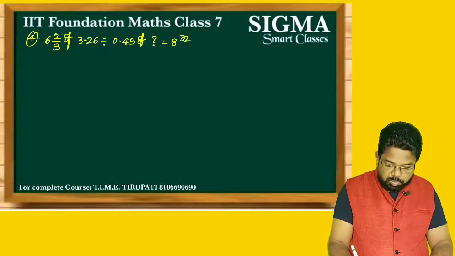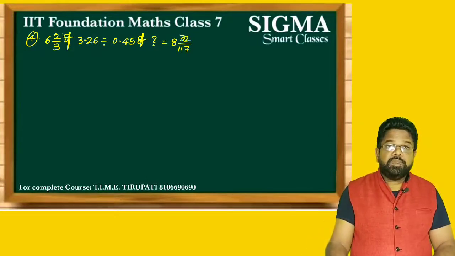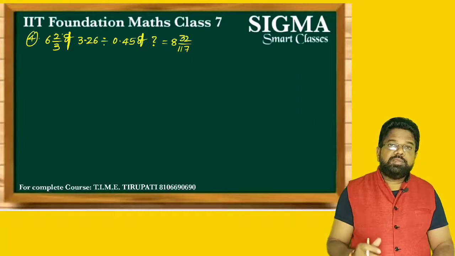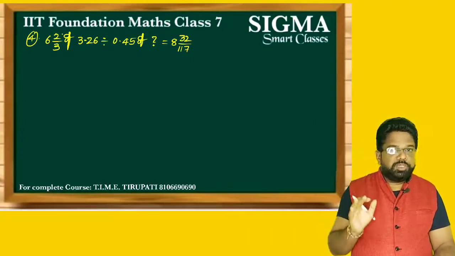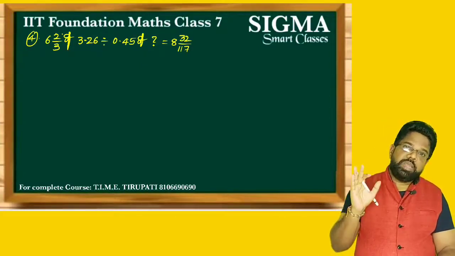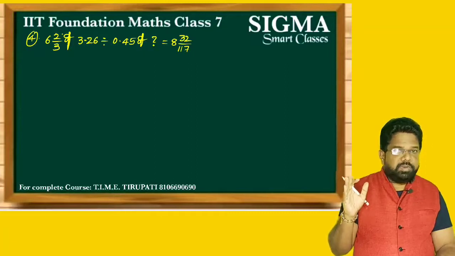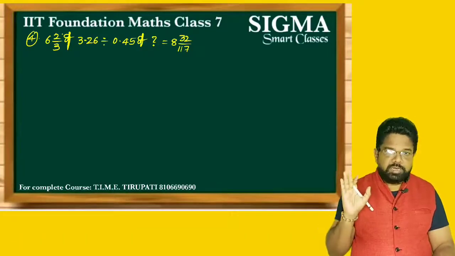So 8 32 by 117 it is. Okay, so what is the value of question mark? That is the meaning of that. In this numerical example, question mark is there, so you have to calculate the value of question mark. In place of question mark, generally you have to take x. Finally, you have to identify the value of x, and you get the answer.